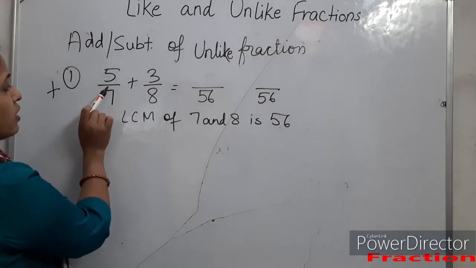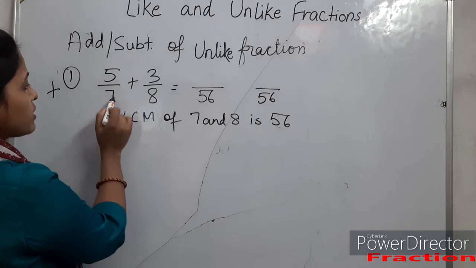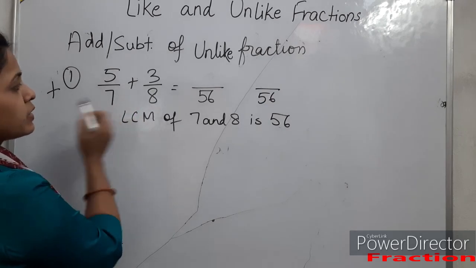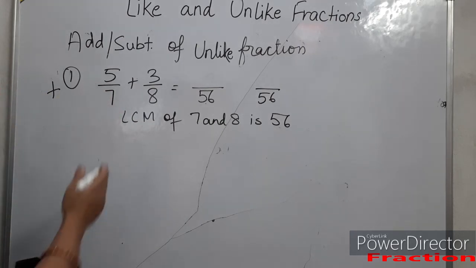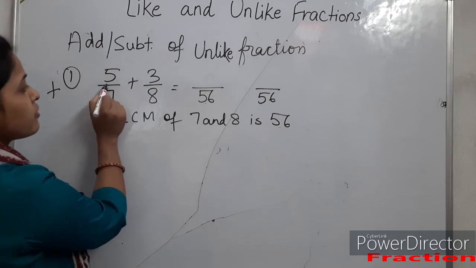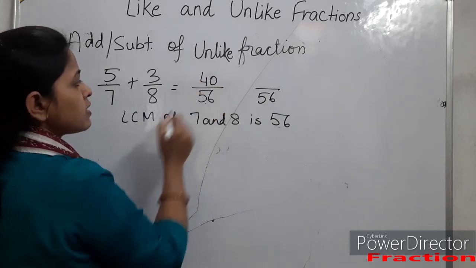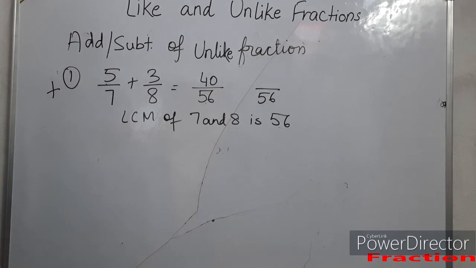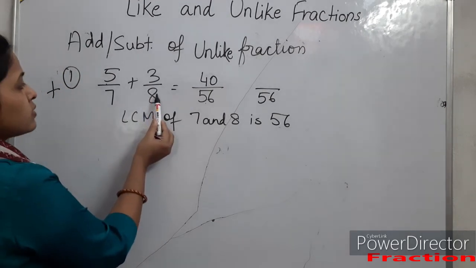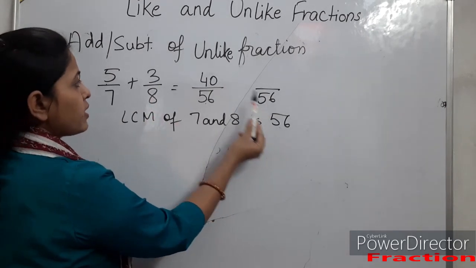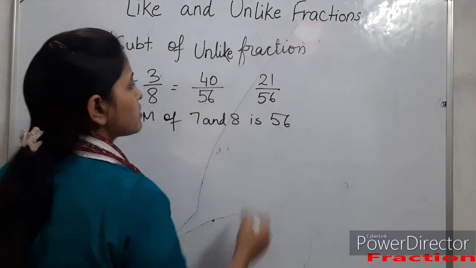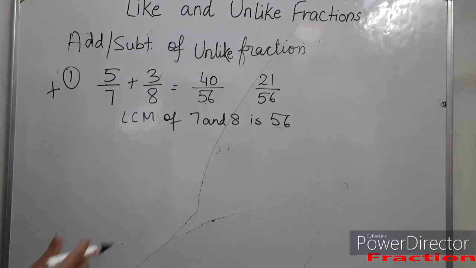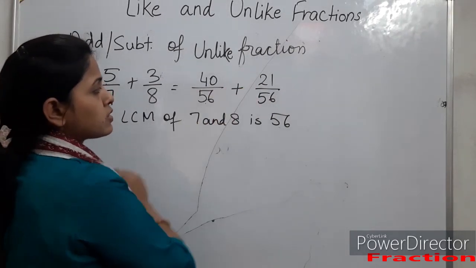Now the first fraction's denominator has been multiplied by 8 to give 56, so the numerator will also be multiplied by 8, and 5 times 8 gives us 40. The other denominator, 8, has been multiplied by 7, so the 3 should also be multiplied by 7, and this gives us 21. So we can add in this way.